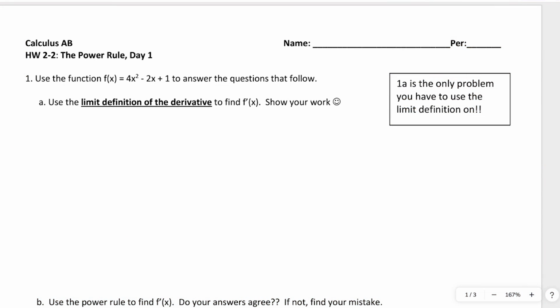Hey y'all, welcome back. On tonight's homework, we are using the power rule, which is going to be a huge shortcut for us so we do not have to use the limit definition of the derivative.